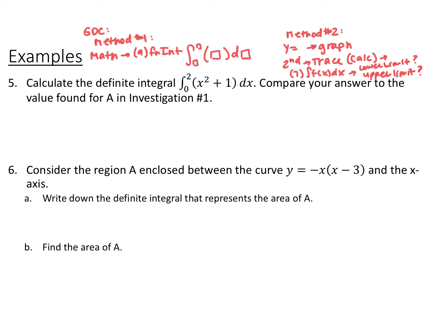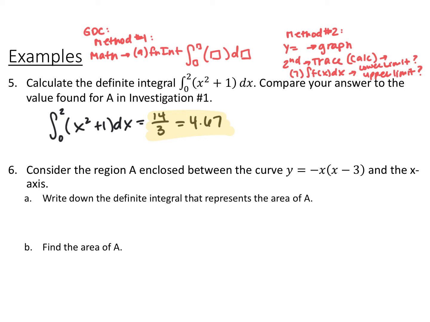So go ahead and pause the video and use your graphing calculator to find the exact area under the curve for the integral from 0 to 2 of x squared plus 1 dx. I used the first method, so I went math, number 9. I filled in 0 for my lower limit, 2 for my upper limit, x squared plus 1, and then this is again just the variable x. And then I plugged that in my calculator, and I got 14/3, or 4.67.